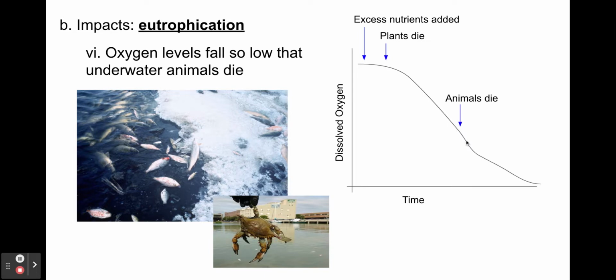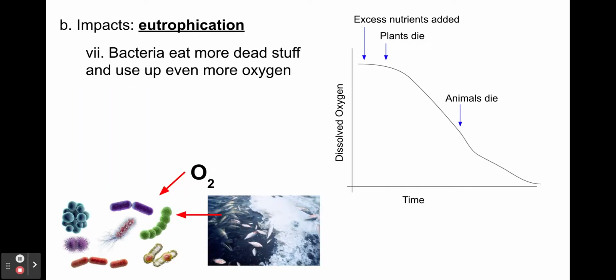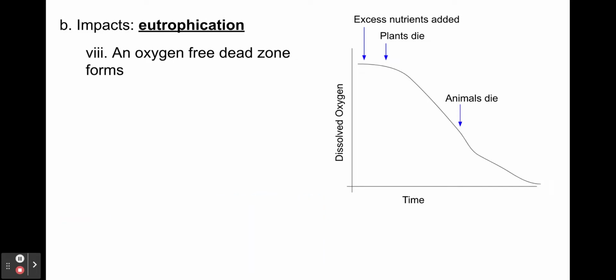At that point, oxygen is going to keep falling because step 7, bacteria will eat more dead stuff, the dead animals, and they'll use up even more oxygen. Until step 8, an oxygen-free dead zone forms. That's when we've run out of oxygen in the water. Now nothing can survive there at all.